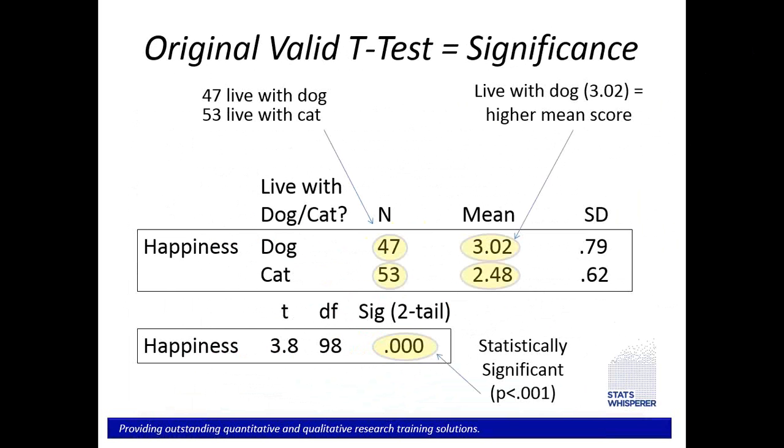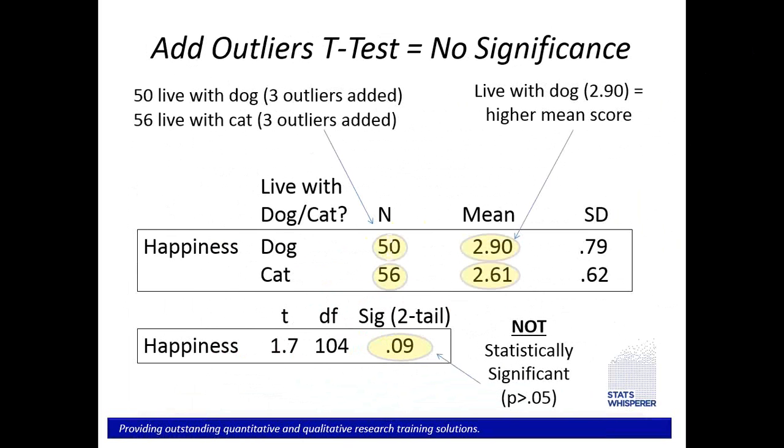In that study we saw these were the original findings, which were validly checked, and we had confidence in them. We saw that 47 people, the N, live with a dog and 53 live with a cat. The mean level of happiness for the people that live with a dog is 3.02, and the mean level of happiness for people that live with a cat is 2.48. Then when we look below at the next box under the Sig, two-tailed, it's a statistically significant difference. So that's our official finding, and we're fine with that.